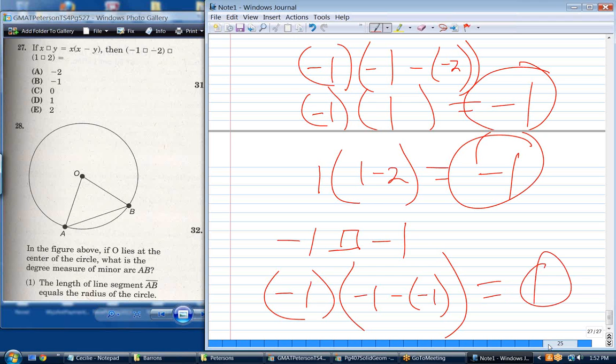Very good. It's clear that you know how to do symbol problems. And they're just substitute and solve. That's probably as complicated as one that you'll see also.